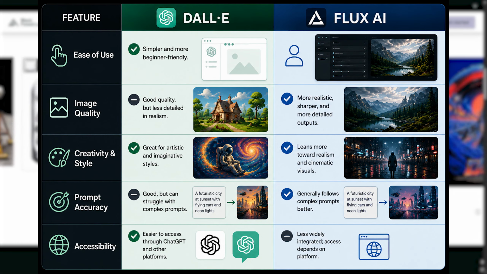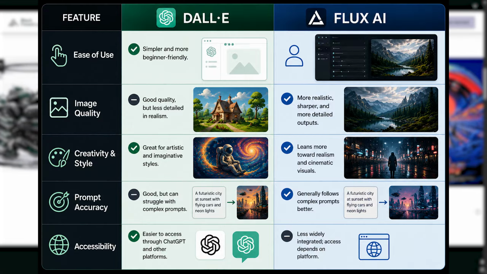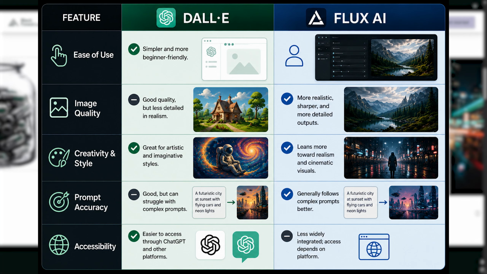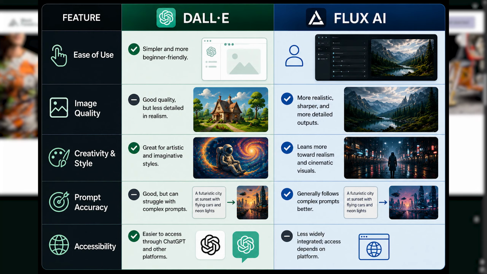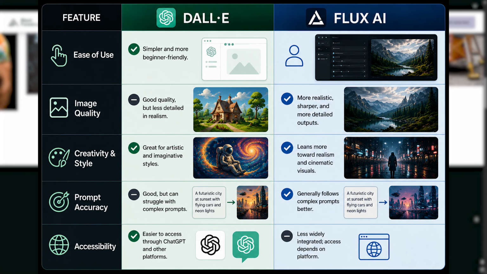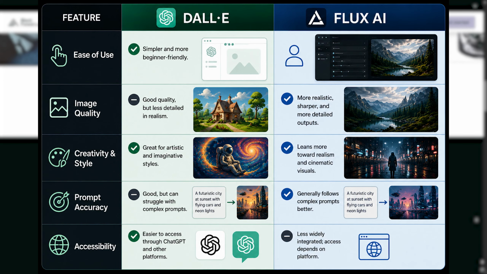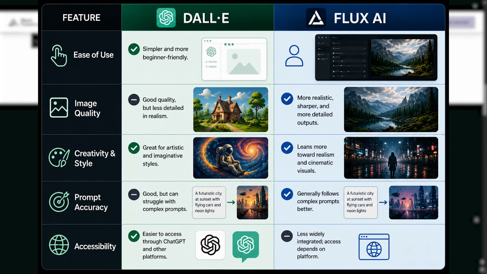Creativity and style. Dall-E is great for artistic and imaginative styles. Flux AI leans more toward realism and cinematic visuals. Prompt accuracy. Flux AI generally follows complex prompts better. Accessibility: Dall-E is easier to access through ChatGPT and other platforms.